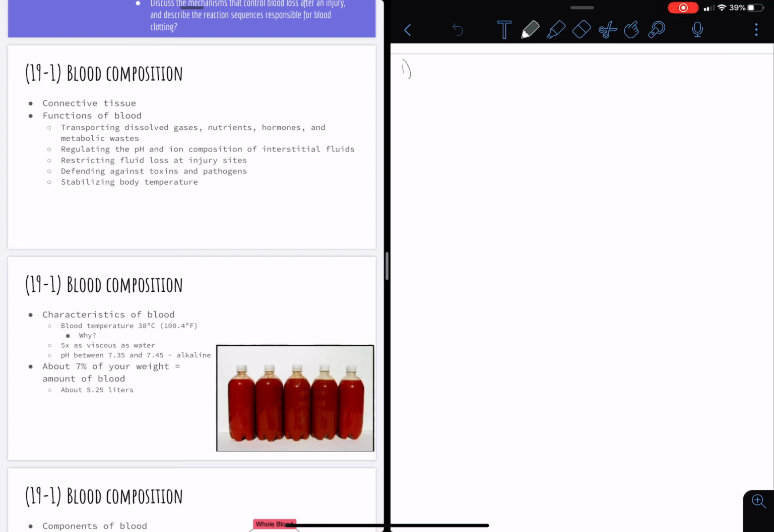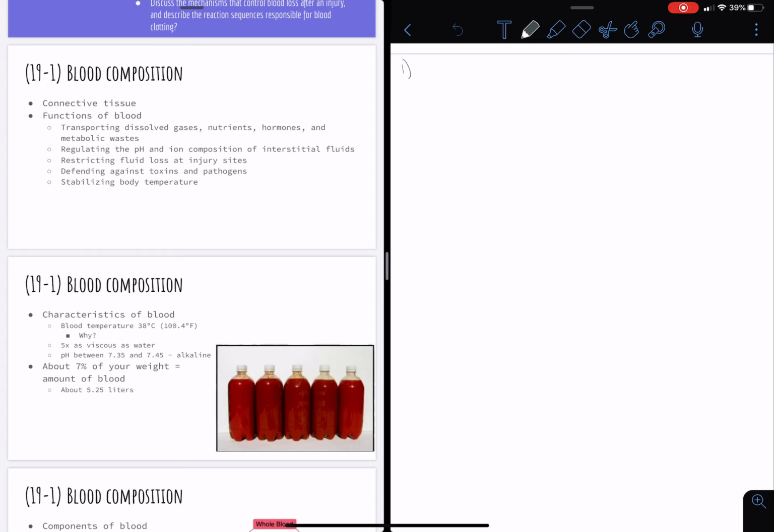So the blood is going to help us regulate those extra hydrogen ions and bicarbonate ions moving back and forth, which we'll talk about. It'll also be important for regulating ion composition of interstitial fluids. So this includes like sodium, chloride, bicarbonate, potassium, and things like that. It's also responsible for restricting fluid loss at injury sites. So the blood will be responsible to carry platelets, and those platelets will be responsible for plugging holes that might occur anywhere within the blood or cardiovascular system so that blood doesn't leak out at any period of time.